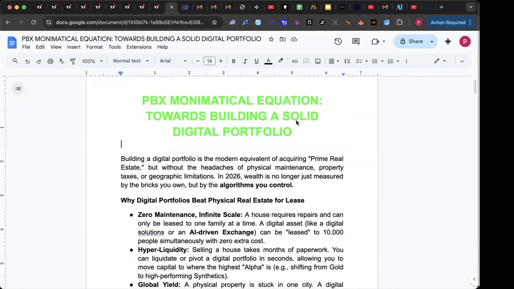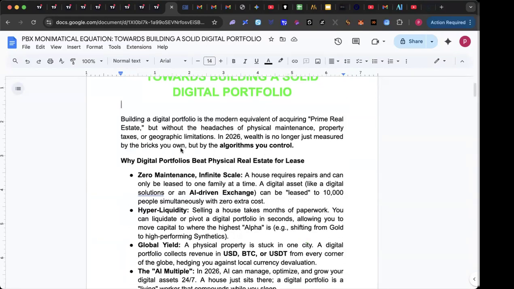Now, let's look at it. The mathematical equation towards building a solid digital portfolio. We said building a digital portfolio is the modern equivalent of acquiring prime real estate, but without the headaches of physical maintenance, property taxes or geographical limitations. In 2026, wealth is no longer just measured by the bricks you own, but by the algorithm you control. So underline that word. How do I control algorithm?